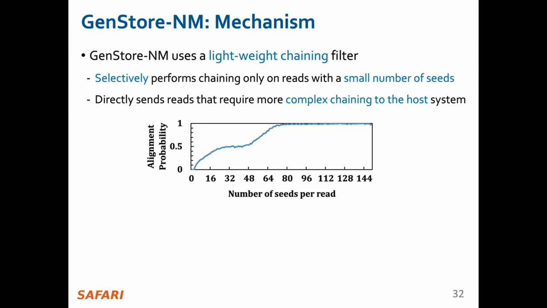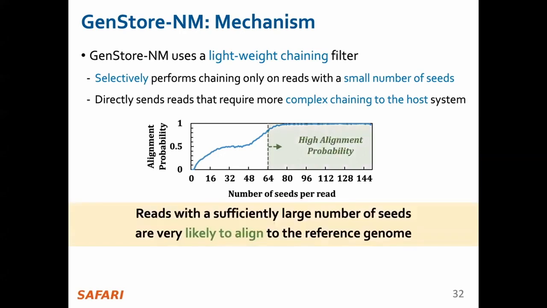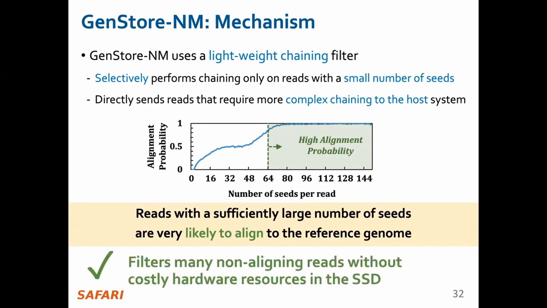This idea is based on our observation from analyzing a wide range of real-world genomic datasets. This figure shows the alignment probability of a read in a long-read dataset to subsequences in the reference genome as a function of the number of seeds per read. We observed that reads with a sufficiently large number of seeds are very likely to align to subsequences in the reference genome, and such reads can be directly sent to the CPU or an accelerator for full read mapping, bypassing the in-storage filter. In a nutshell, there is no point in investing in a bulky accelerator for reads that have many seeds, because these reads in all likelihood would not be filtered. So we conclude that the selective lightweight chaining approach can filter many non-aligning reads without costly hardware resources in the SSD.